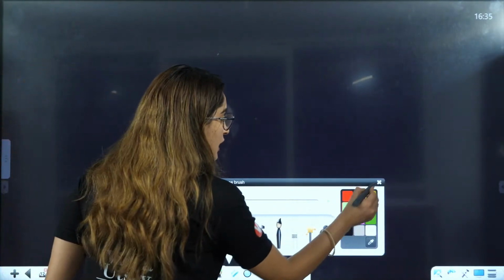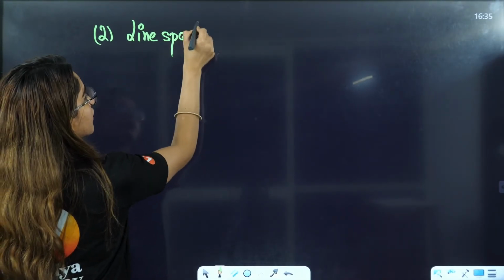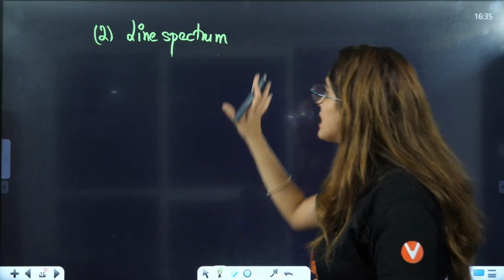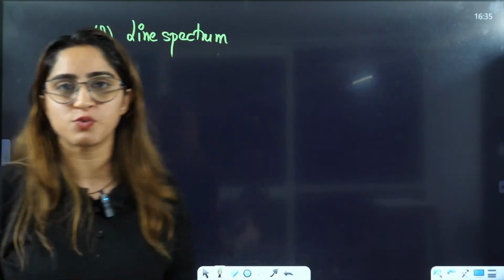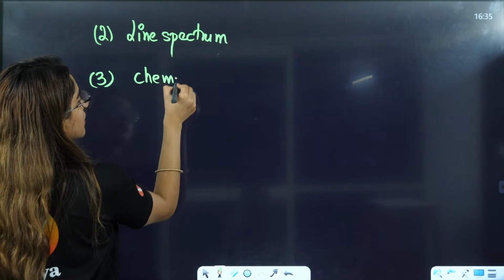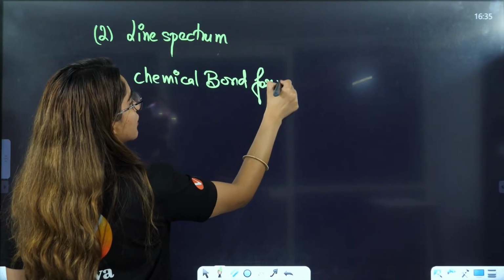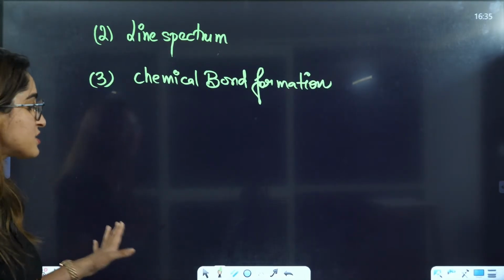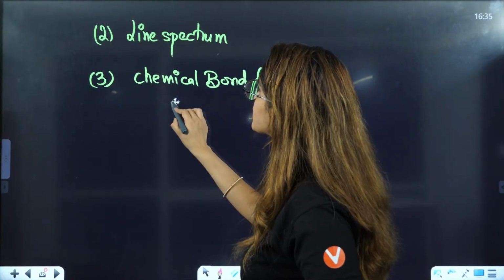The second drawback was that he was not able to explain the line spectrum. Line spectrum will be explained by Bohr. We will study in detail what emission spectra and absorption spectra are, all of this, right? Then, he was also not able to explain chemical bond formation, how chemical bonds are formed. Bohr was also not able to explain this. But still, these were some things that Rutherford was not able to explain. That's why this model was ruled out.